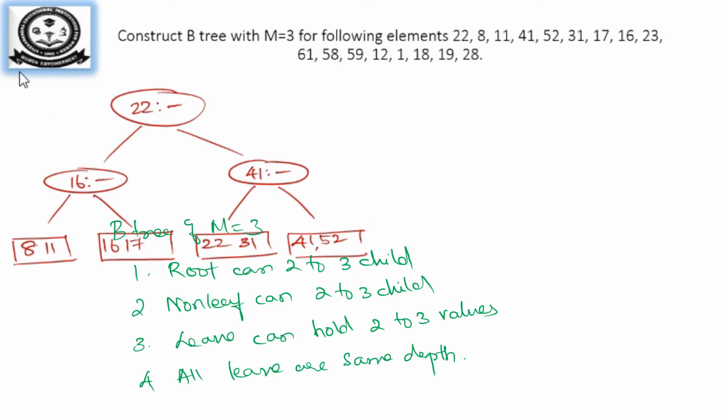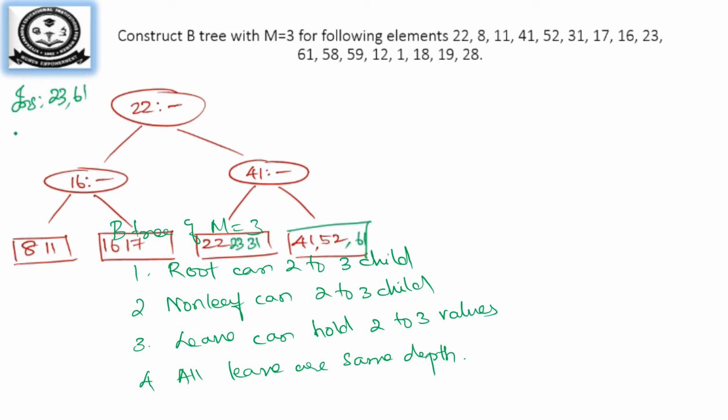So the next elements to be inserted are 23 and 61. We'll see where 23 can be inserted. Greater than 22, less than 41, so it comes over here. So you will have 23 over here, 23 and 31. And for 61, it is greater than 22, greater than 41, so it comes to the last child, so it will be 61 over here. So this is the diagram for inserting.